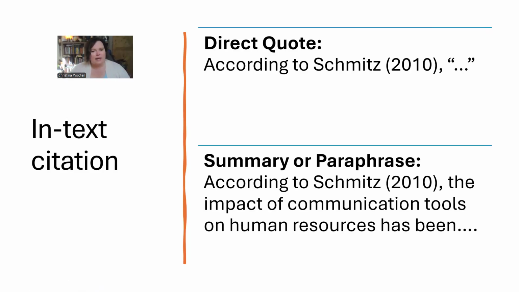A second way is to make a summary or paraphrasing what was in the material. And you want to be careful with this because summary doesn't mean copy and paste, nor does paraphrase. So you might need to reference back to your business writing class if you forgot how to do that, or our RCC tutors can help you out with summary and paraphrasing. In this example, you would say, according to Schmidt's 2010, the impact of communication tools on human resources has been, and then you would put what you summarized or how you paraphrased what Schmidt said about those communication tools.